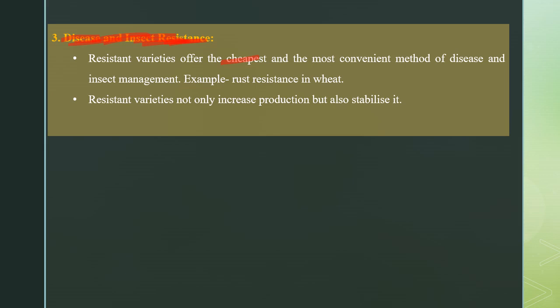But if we make the variety resistant, we can adopt a lot of things like cultural practices. If we adopt the cheapest one, which is the resistant variety, that means the genotype of our variety will be resistant to the rust pathogen, and that will be the most convenient method to yield more. These resistant varieties not only increase the production but also stabilize it.